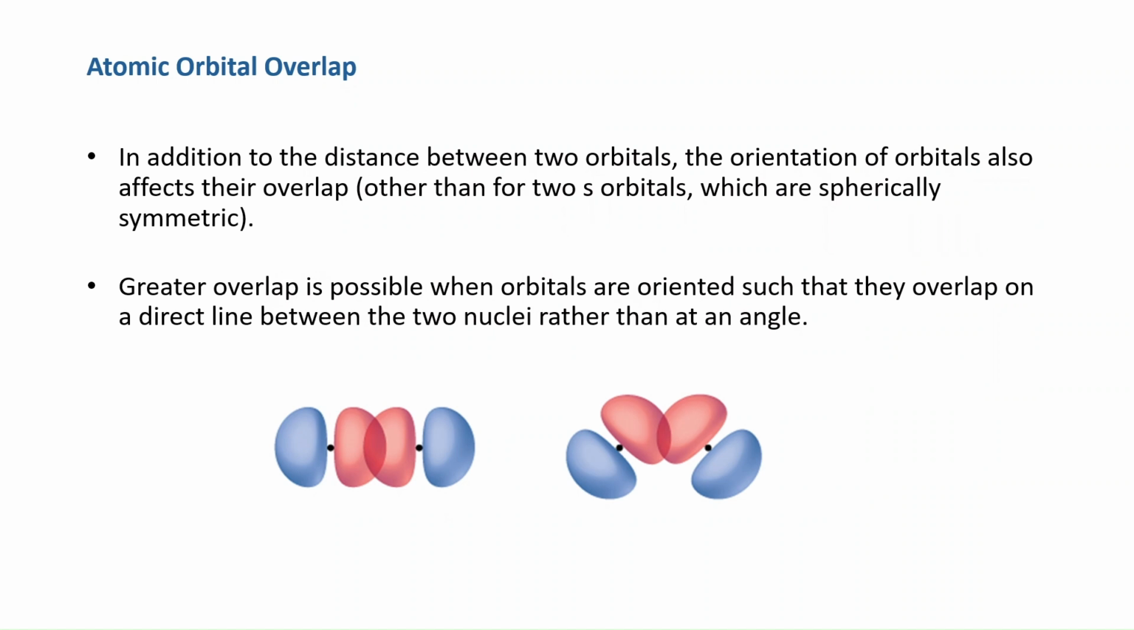Besides the distance, there's another factor, and that is the orientation of the orbitals that determine how much they overlap. Now, of course, when you talk about s orbitals, since they're spherical, orientation doesn't matter because they're always going to be spherical. But when you have p orbitals, notice that if they are in a straight line, they overlap more than if they are at an angle. So the orientation of the orbitals affects the degree of overlap. There's more overlap, this is stronger.